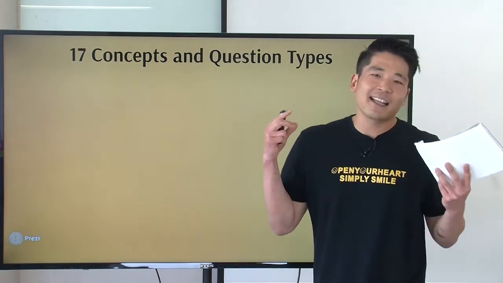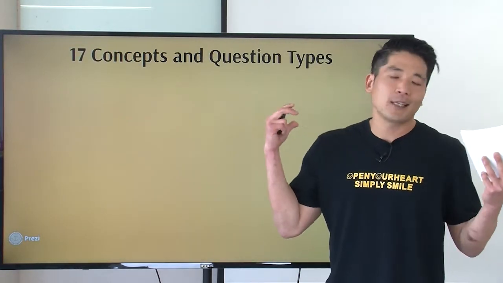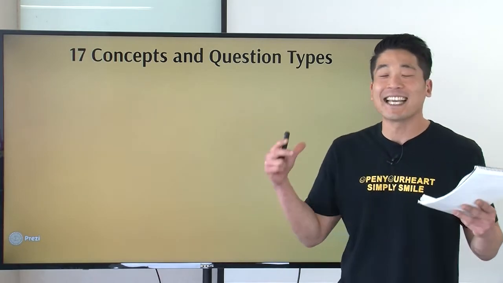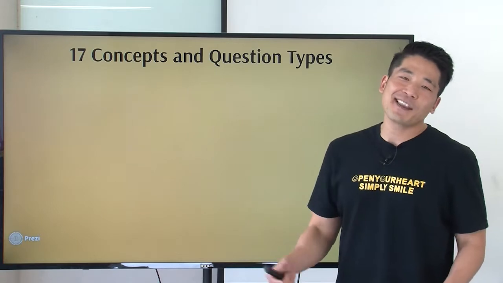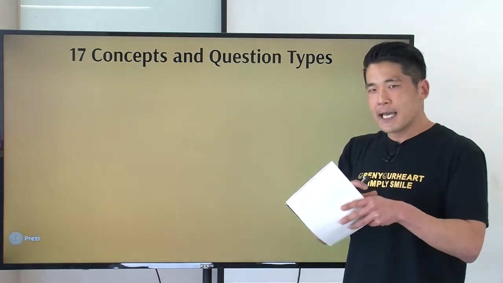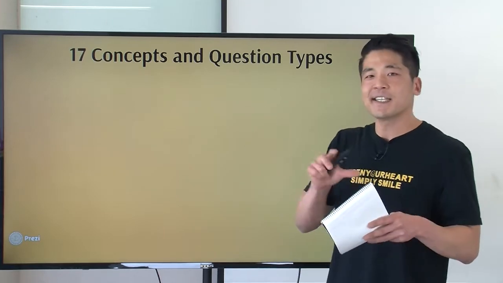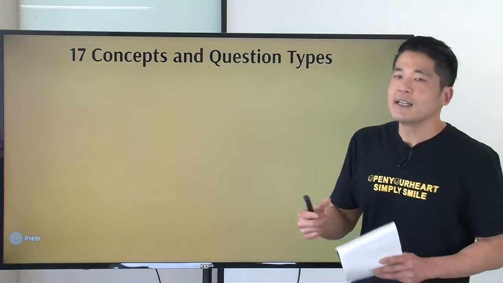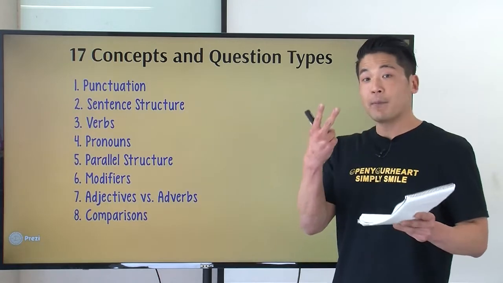So I spent the last few years probably studying for and practicing over 100 ACT exams. So that's about 7,000 plus questions. And what I've done is I kind of deconstructed the test and identified 17 different concepts and question types that the test likes to ask, right? So I categorized them into two main parts.